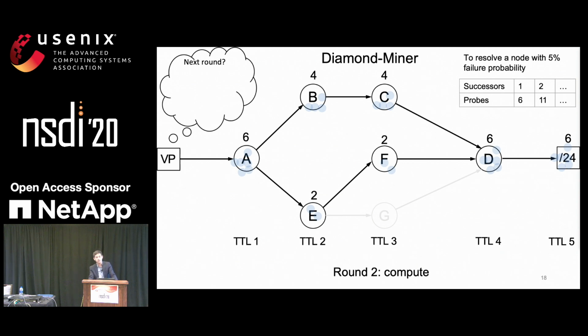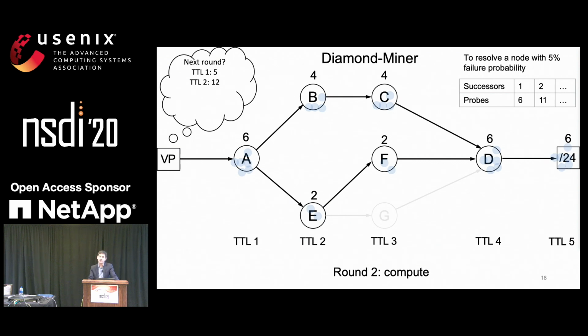At TTL1, we have only discovered A. And we know that A has 2 successors at the moment. So the number of probes that are needed to reach the 5% failure probability is 11. So we need 5 more at TTL1. At TTL2, the situation is a little bit more complicated because we have discovered 2 nodes. So the algorithm computes the number of probes needed to reach the statistical guarantees for B and E, if they had only 1 successor. It is based on the number of replies that they got. I refer you to the paper for the details of this computation. So Diamond Miner computes that we need 12 at TTL2.